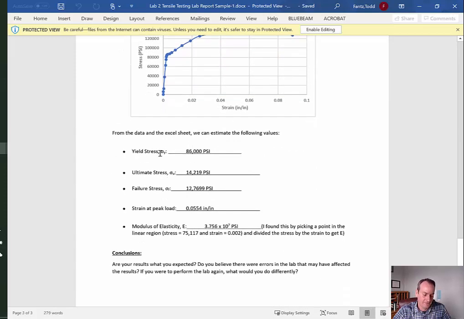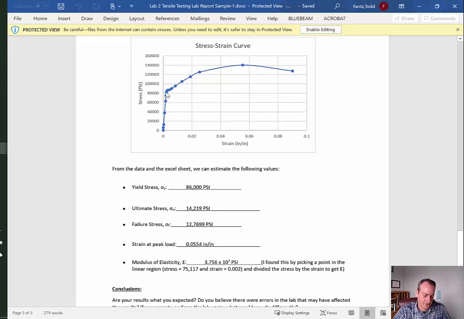And then what did you find out for your yield stress? Remember, that's right where this vertical part is, where this linear part stops, right? What about the ultimate stress? We said that's that highest point there. The failure stress, what's the last point? Strain at peak load. So this is the peak load. What was my strain? I can see it right there.